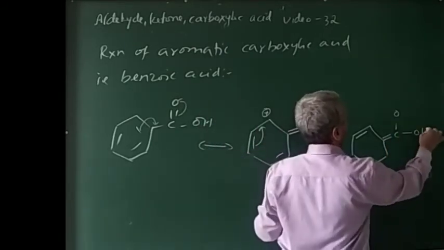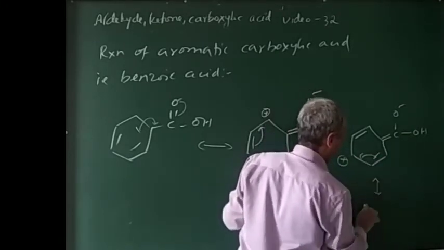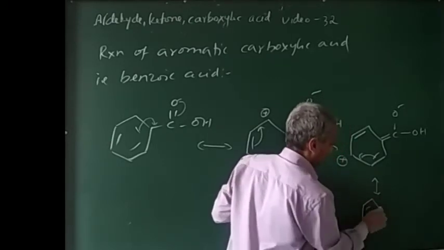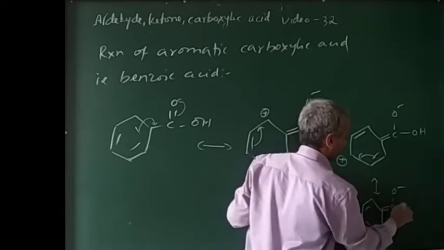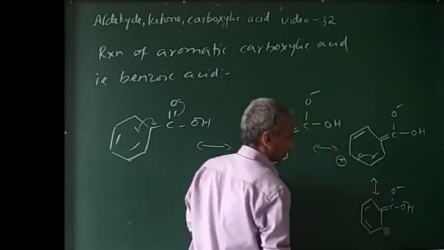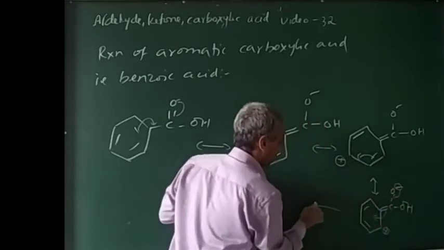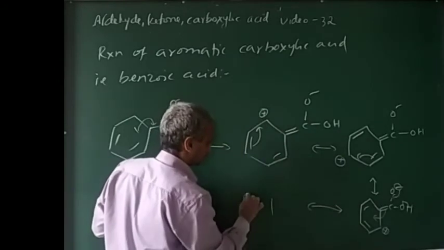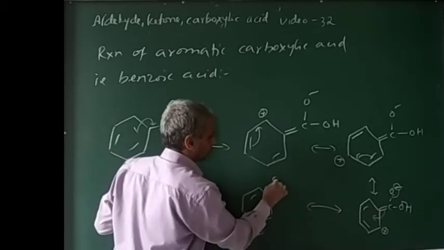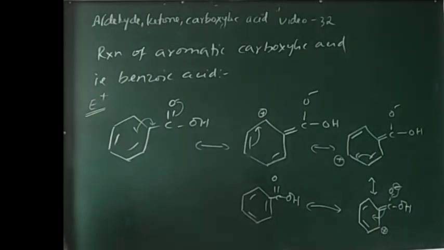O minus OH. Now this electron will be withdrawn. So I am going to get another structure with a double bond here, C-O minus OH, and I have a positive charge here. So to nullify this, the electron will be withdrawn here, this will be withdrawn here. So I am going to get a double bond here, COOH, where the electrophilic substitution can take place.